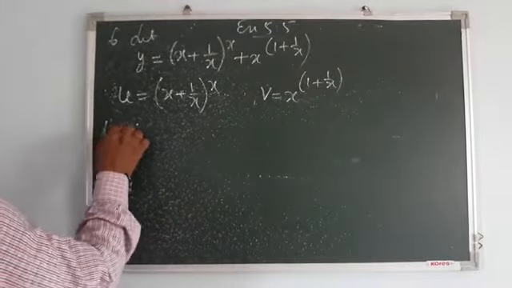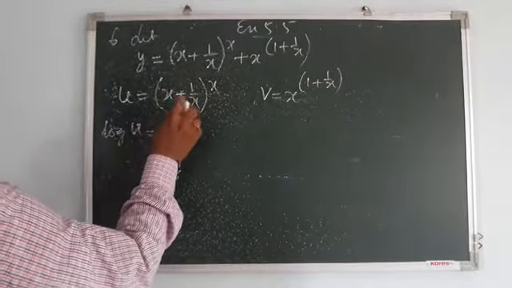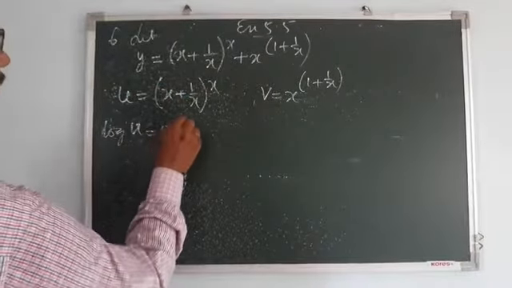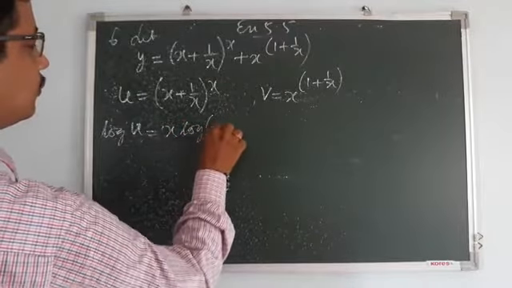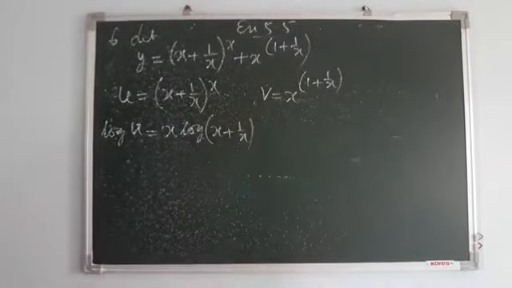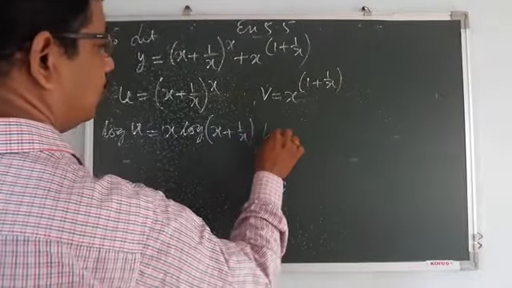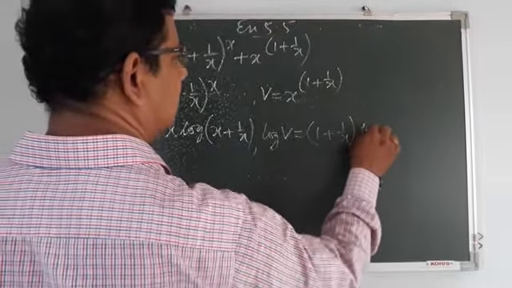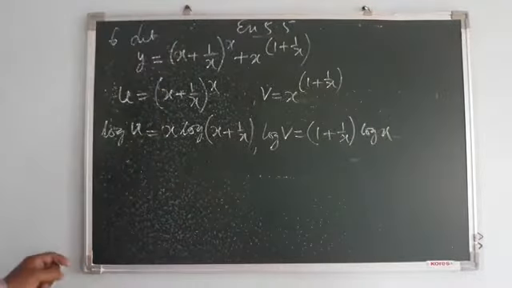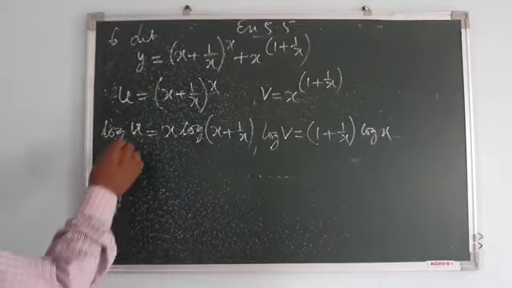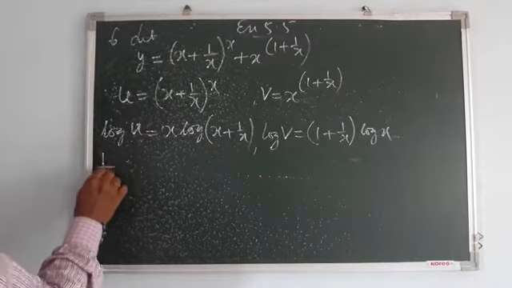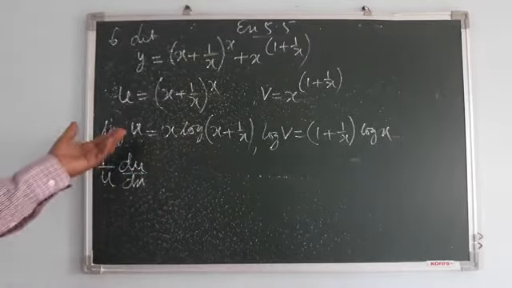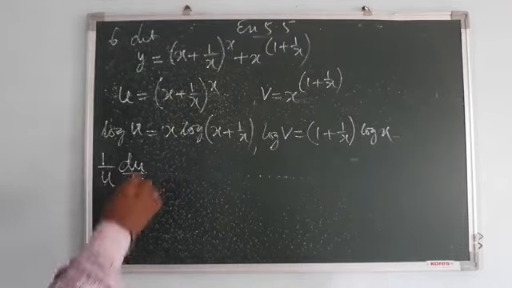Then you write log of u. Then there also you have to introduce log, then power will come in the front and it will be x log of x plus 1 by x. There also log v, power will come in the front and you will write like that. Now if we differentiate with respect to x, it will be 1 by u du dx. Of course, the logarithm of this one we already know.